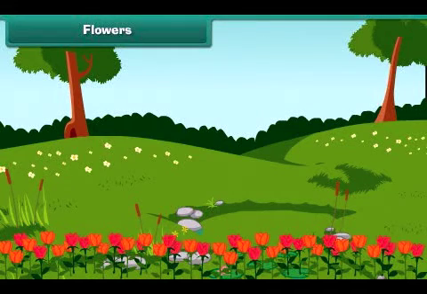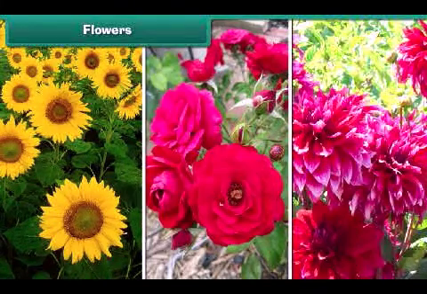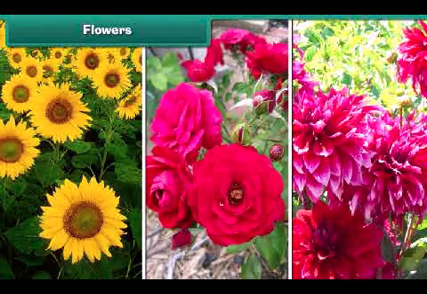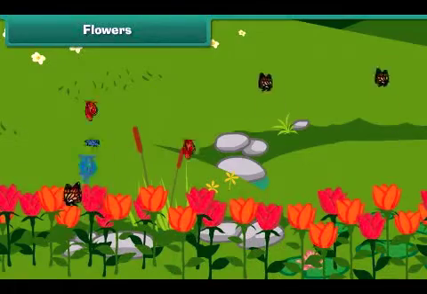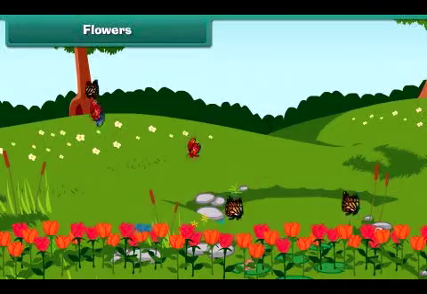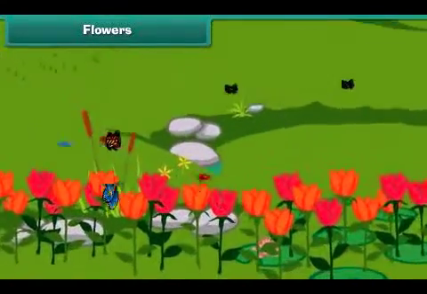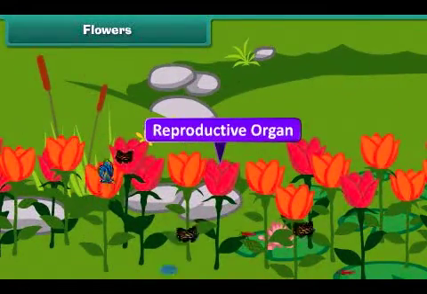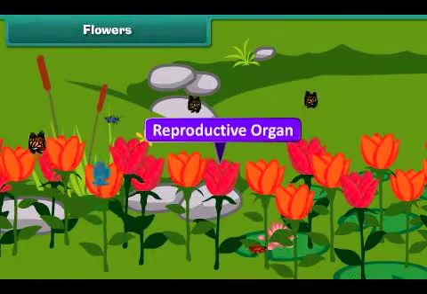Now, let's highlight the most attractive and beautiful part of the plant, that is, flower. They are of different colors. They are of many shapes and sizes. Most of the flowers contain a sweet smell, and when it spreads, it attracts insects and birds. You will be surprised to know that flowers are also called reproductive organ of the plant, as they help plants in the process of reproduction.